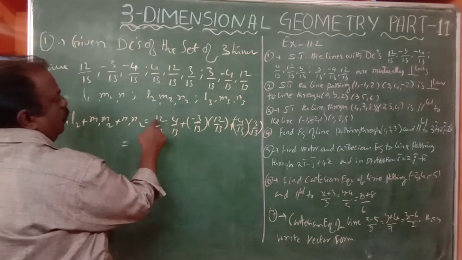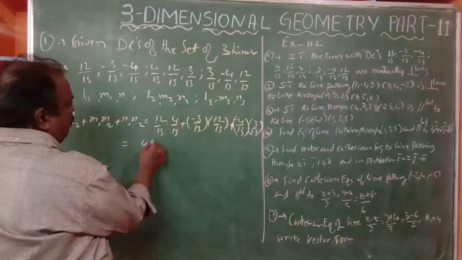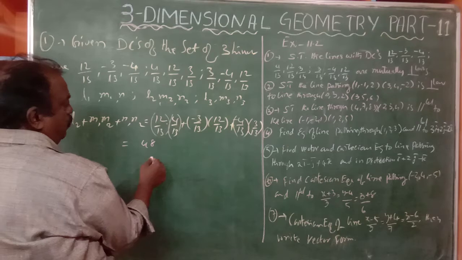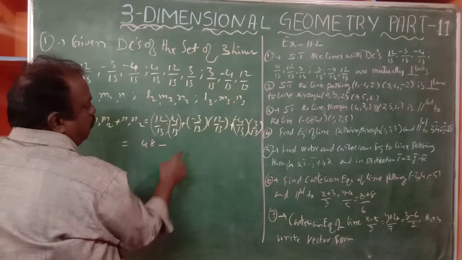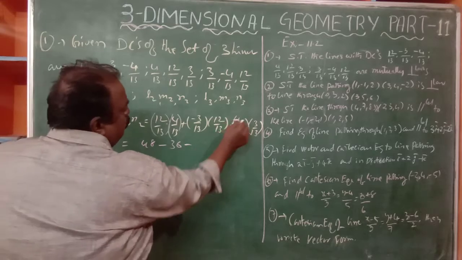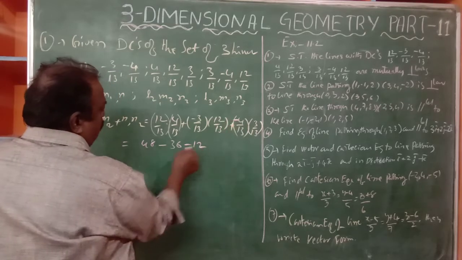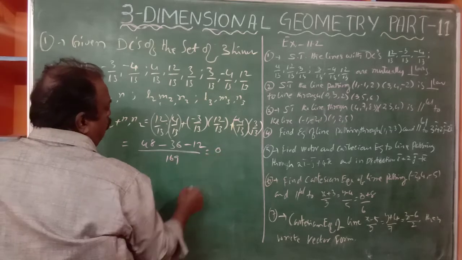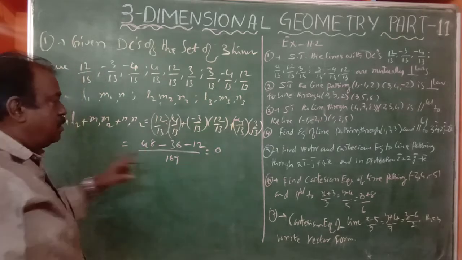12 fours are 48, minus 3 into 12 is minus 36. Here also minus is there, minus 12. But 13 and 13, 169. It is 0. 48 minus 48.